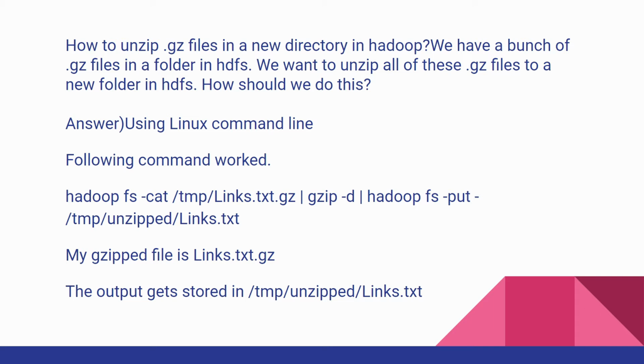For that we will be using a combination of Hadoop and Linux commands. We have hadoop fs -cat and the Hadoop file in gz format. Then we will use a pipe, and then we will use gzip -d, which is a Unix or Linux command. Then we will use hadoop fs -put, which indicates the system input, and then we will specify the Hadoop directory. This is the way we will perform this action.